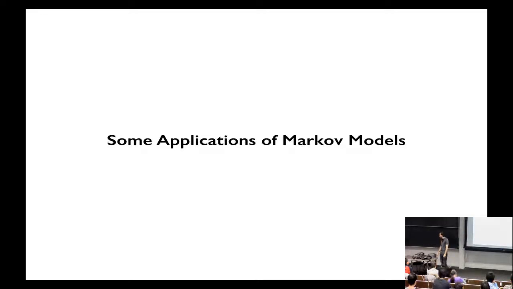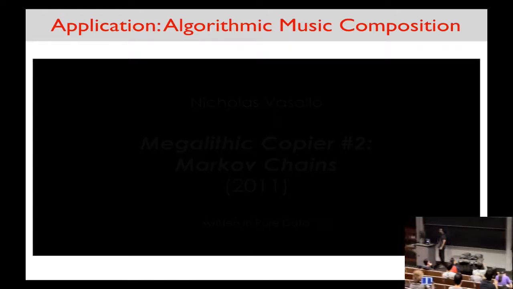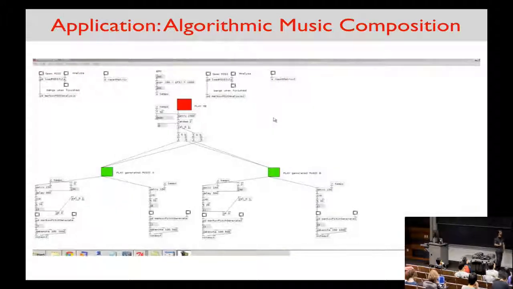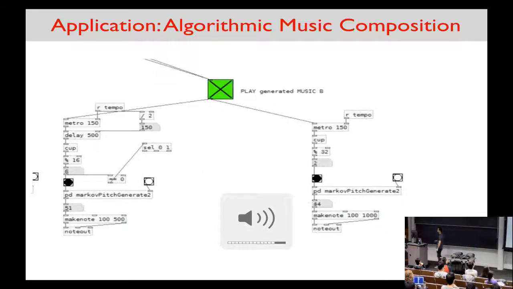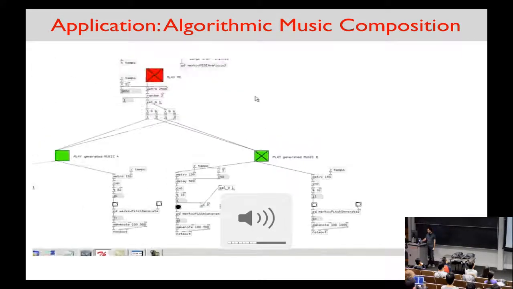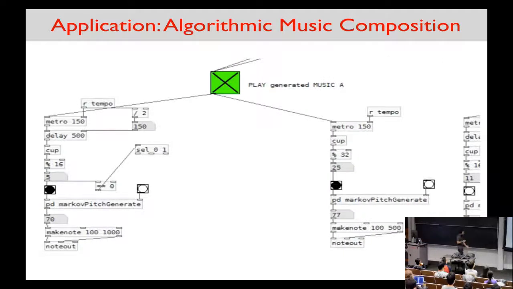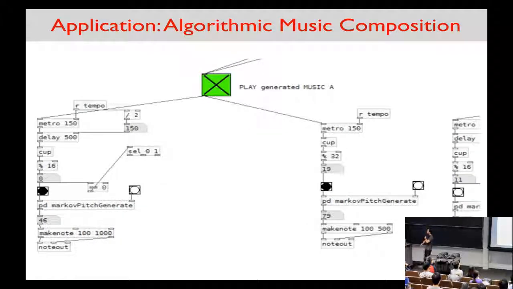Okay, so here are some applications of Markov models. I don't know if you're going to be able to hear this. So this is algorithmic music composition. A computer is automatically generating music. You won't be able to hear it, but anyway, it's not bad. It does generate some nice sounding music, totally automatically generated, and this can be done using Markov chains.